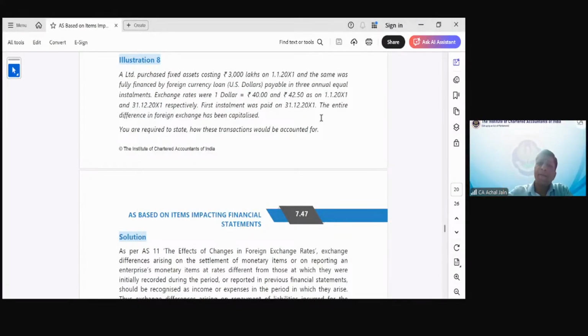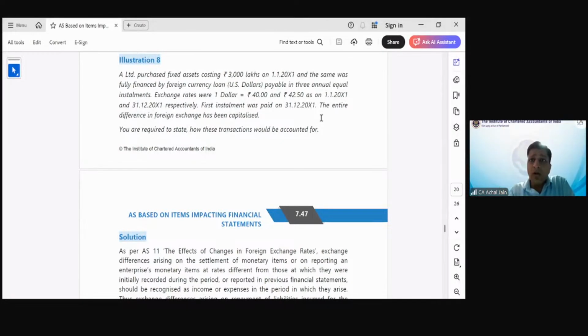Okay, so please remember, the fixed asset has been purchased on 1st January X1, and a loan has been taken for this. It's a foreign currency loan. Okay. And this is payable in 3 annual equal installments.